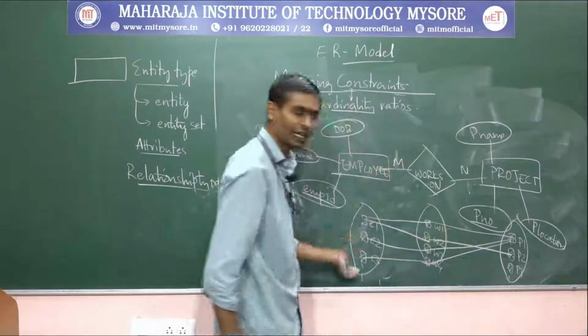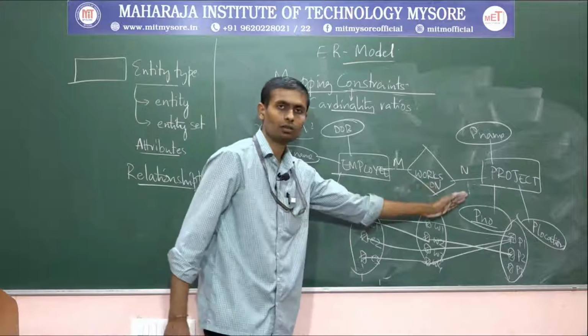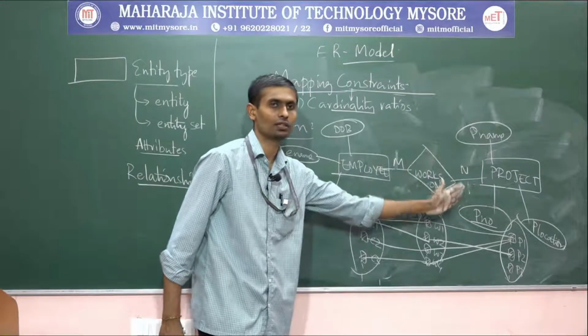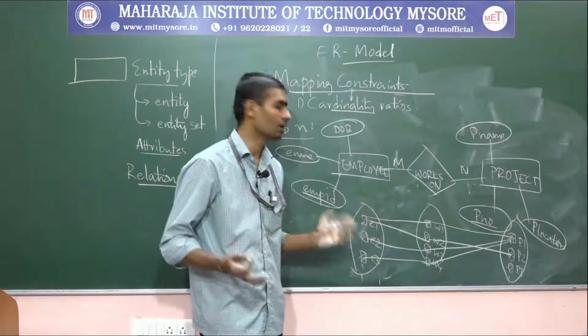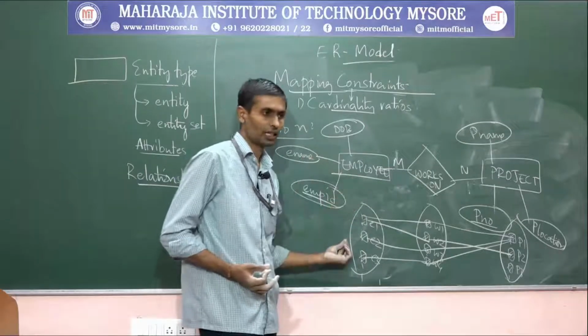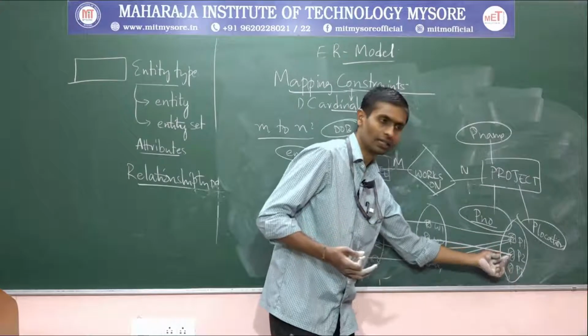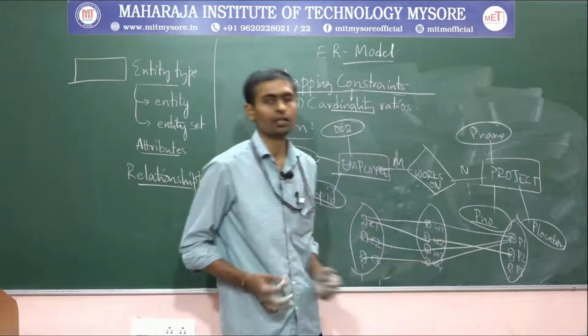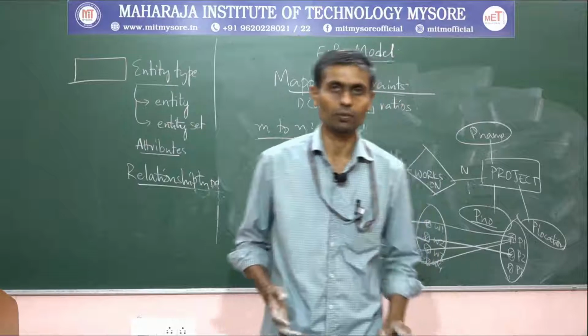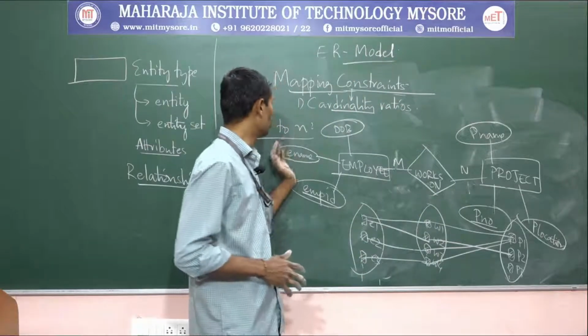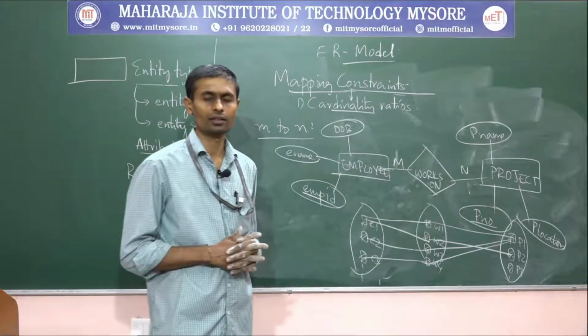One instance connected with any number of instances. So it becomes what? One to many from this end, and one to many from this end. This becomes what? Many to many. Many instances of this entity type connected with any number of instances of the other entity type through this relationship type, right? So such a cardinality we call by name many to many cardinality, right?